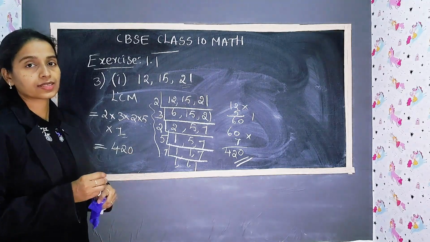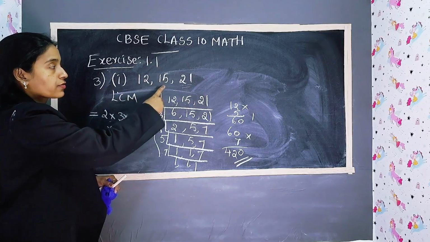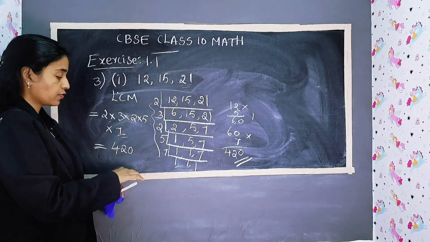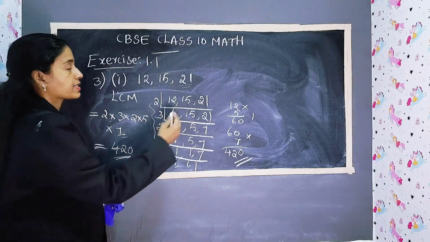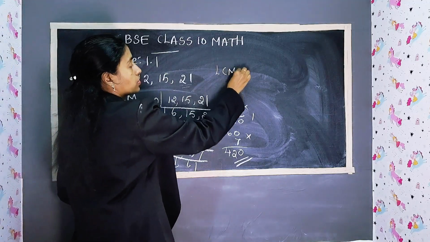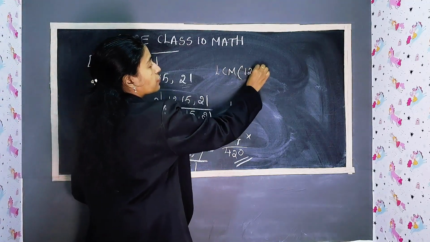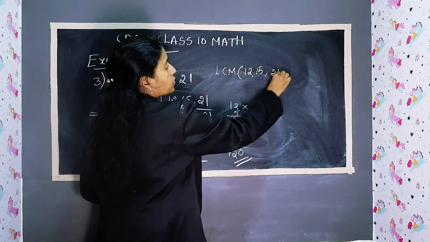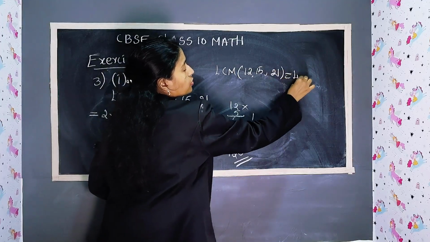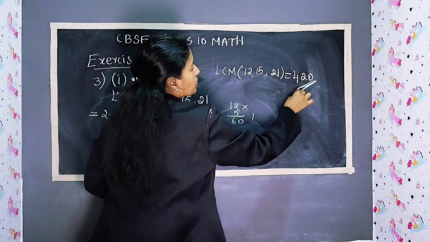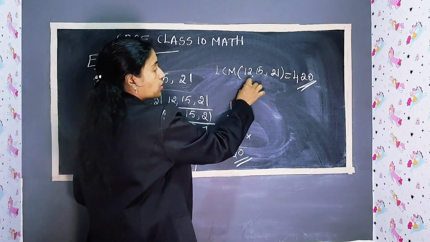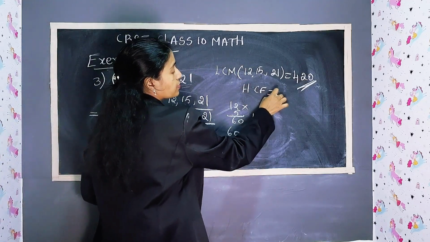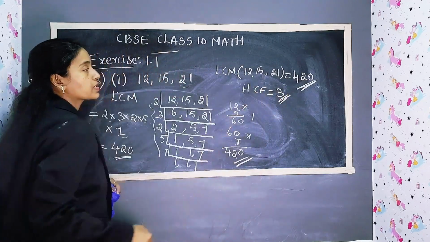How can we write the answer? LCM of 12, 15, 21 equals 420. HCF, already we had found this answer. HCF is 3, right? LCM is 420.